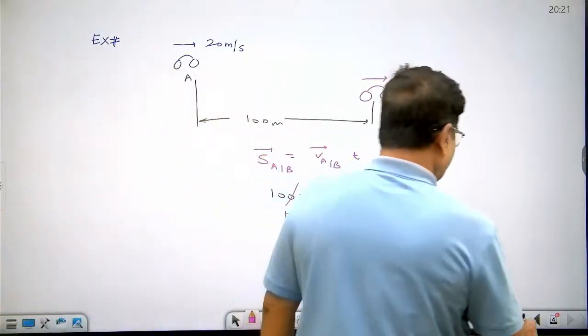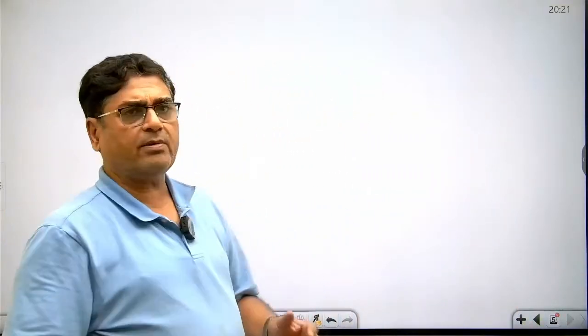What happens when two cars move in opposite directions? The magnitude of relative velocity will become VA plus VB, okay.